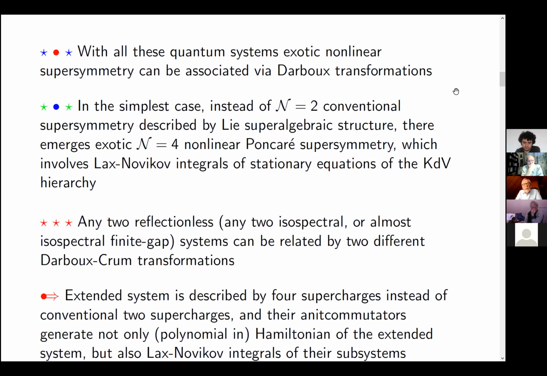In the general case, any two reflectionless or any two isospectral or almost isospectral finite gap systems can also be related by two different Darboux-Crum transformations. This phenomenon is related to the presence of the Lax-Novikov integral in the systems. On one of the next pages, I will explain on what this phenomenon is based: that is, the possibility to introduce two Darboux transformations.